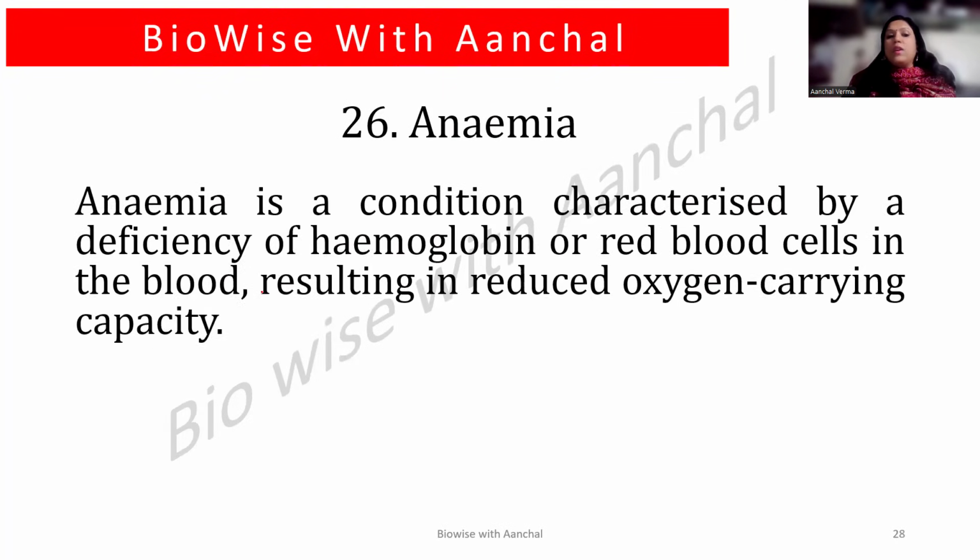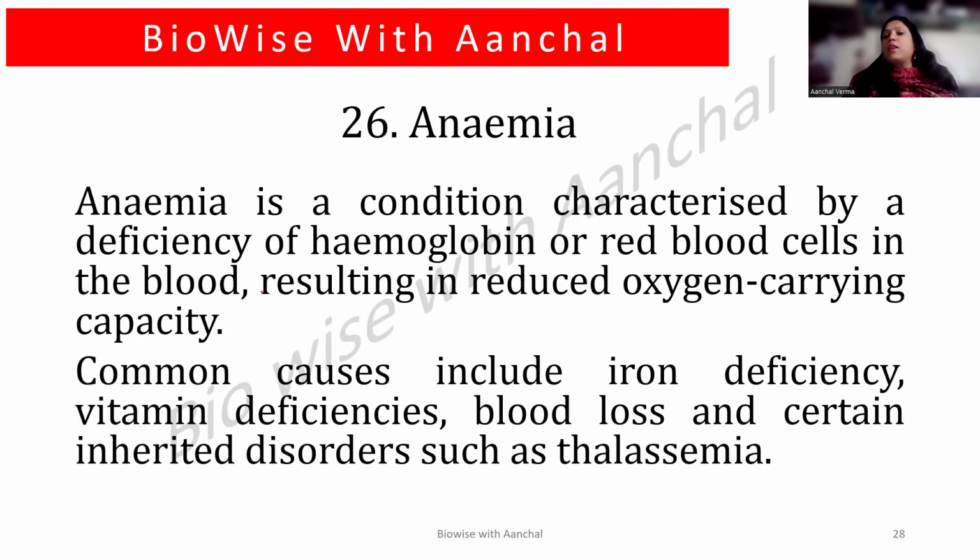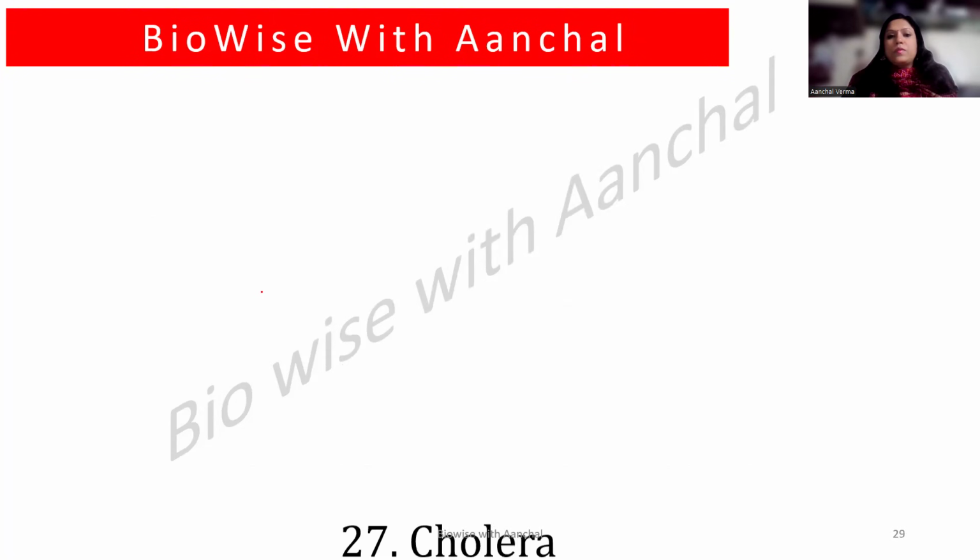Next one is anemia. Anemia is actually a group of disorders. You can say thalassemia, sickle cell anemia, they all come under anemia. So anemia is a condition characterized by deficiency of hemoglobin or red blood cells in the blood, resulting in reduced oxygen carrying capacity. Some causes include iron deficiency, vitamin deficiencies, blood loss, and certain inherited disorders such as thalassemia. Anything can be the cause of anemia.